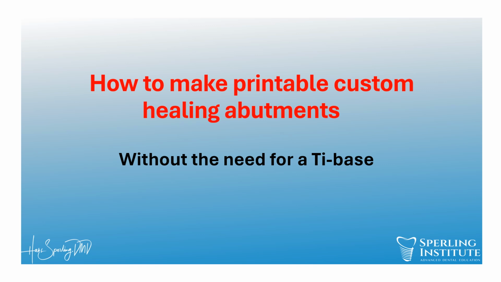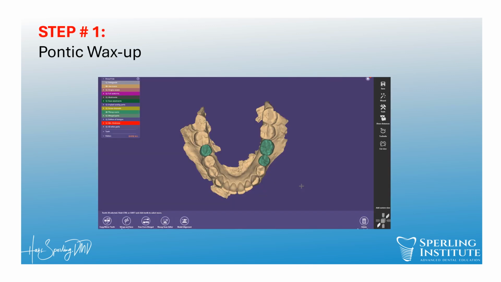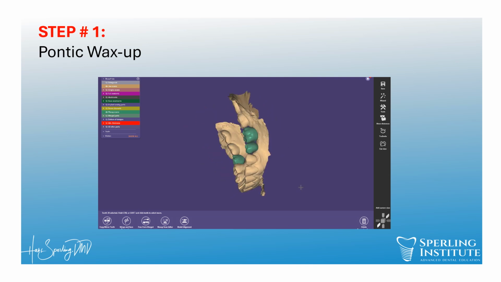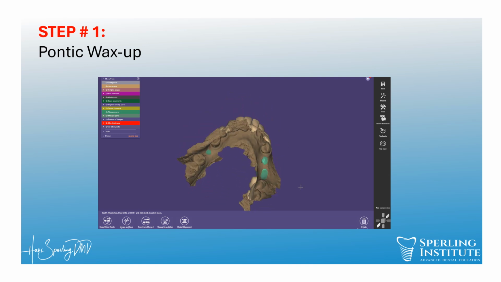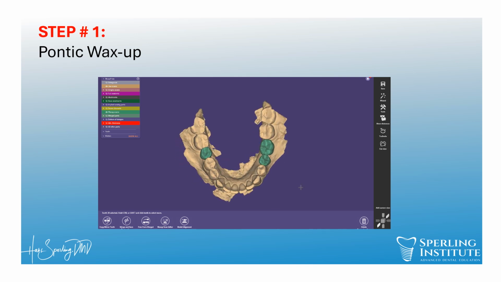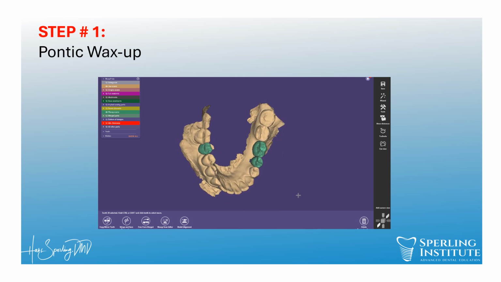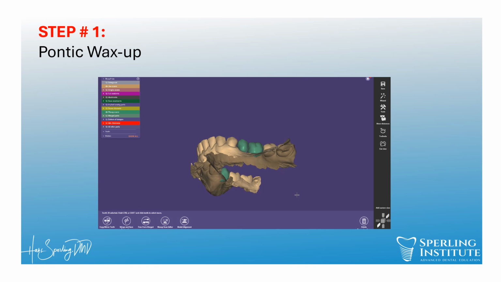This is a presentation on how to make printable, customized healing abutments without the need for a tight base. Step number one, wax up the missing teeth as pontics. If you have existing teeth, trim them off the model and wax them up as pontics.